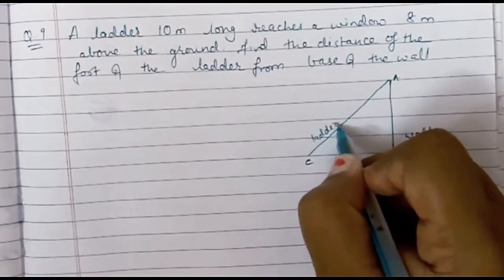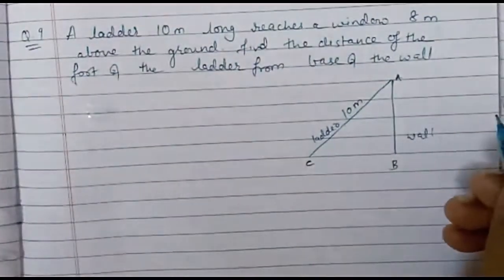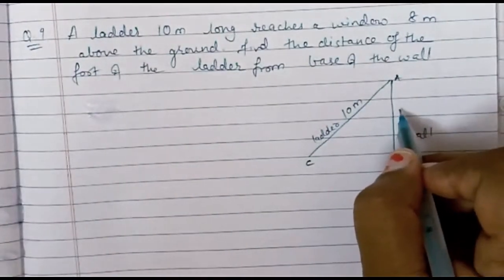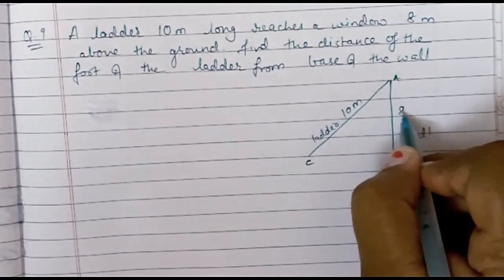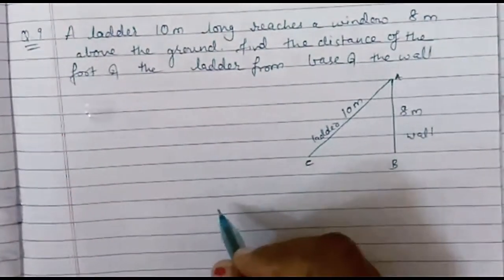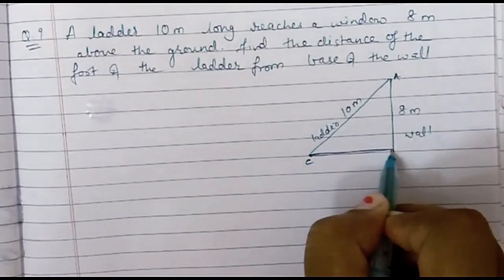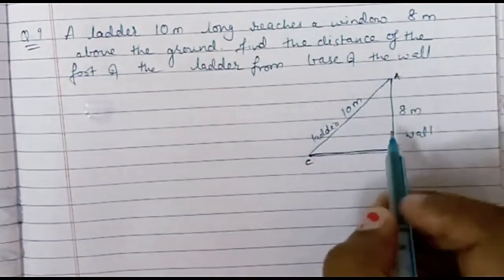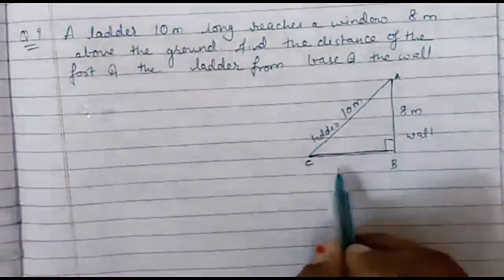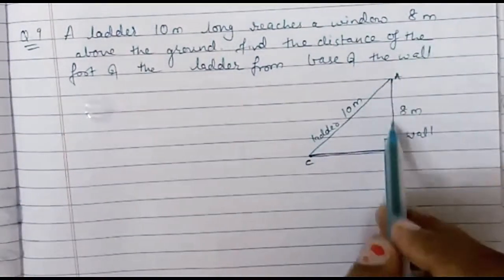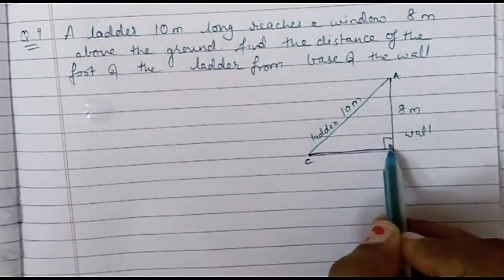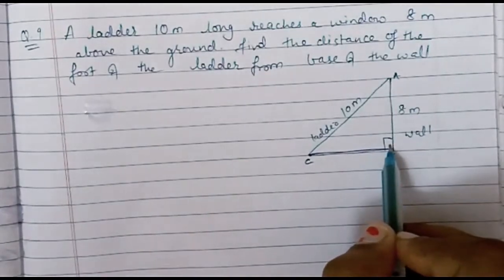Now the length of the ladder is 10 meters, so AC is 10 meter, and the height of the wall where the ladder is touching the wall is 8 meters, so this AB will be 8 meter. The question is to find out this distance, that is BC. It is quite obvious that the wall will be erect to the base, that means it will be straight, right? And so this angle B will be a right angle.